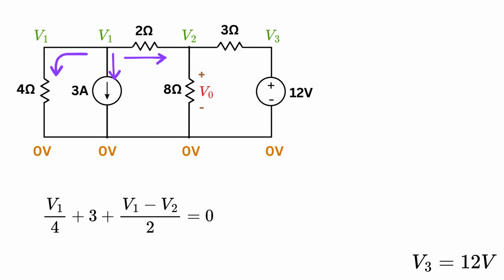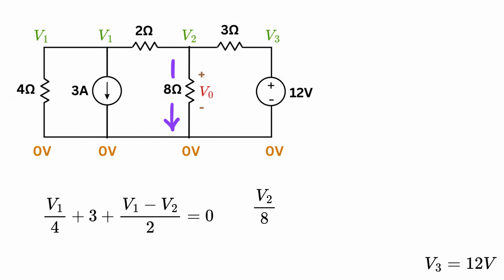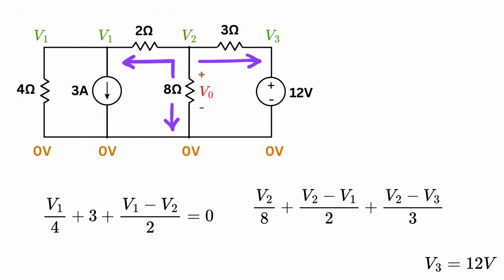together sum to 0. Next, look at the middle node, V2, which connects to the 8-ohm resistor to ground, the 2-ohm back to V1, and the 3-ohm toward V3. So again, we write the current through the 8-ohm, which is V2 divided by 8, plus the current through the 2-ohm from V2 to V1, which is V2 minus V1 divided by 2, plus the current through the 3-ohm from V2 to V3, which is V2 minus V3 divided by 3, must add to 0.